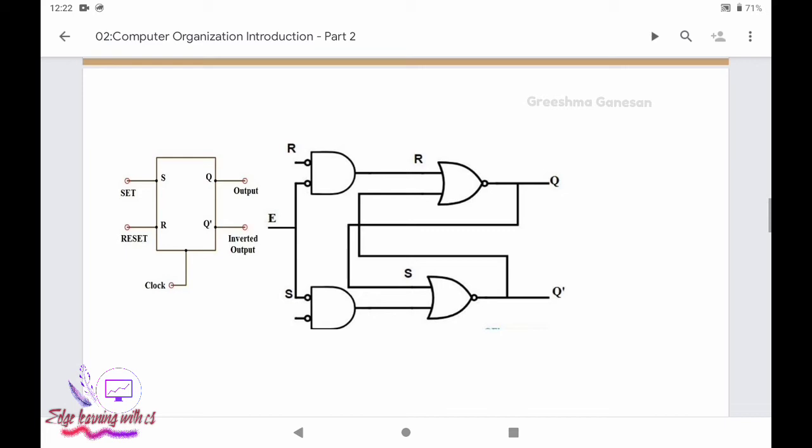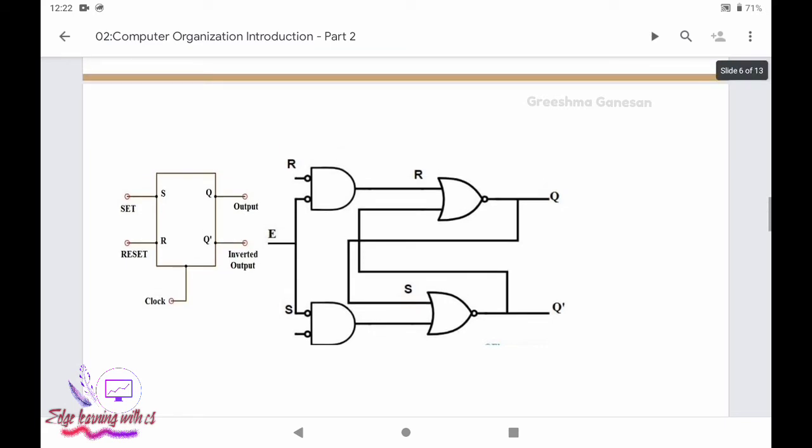Once the circuit is completed, it will reset to the initial condition, and then it will again continue its work. After getting the two inputs, S and R, we will produce the output.